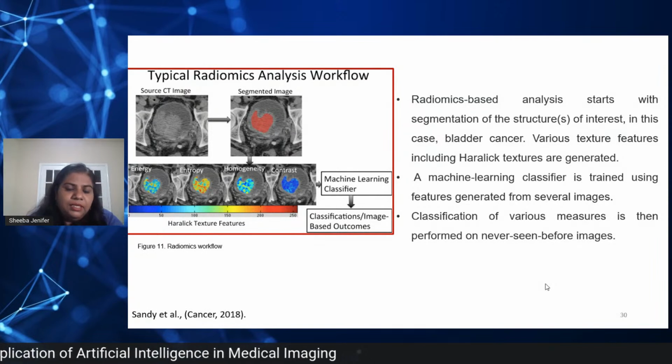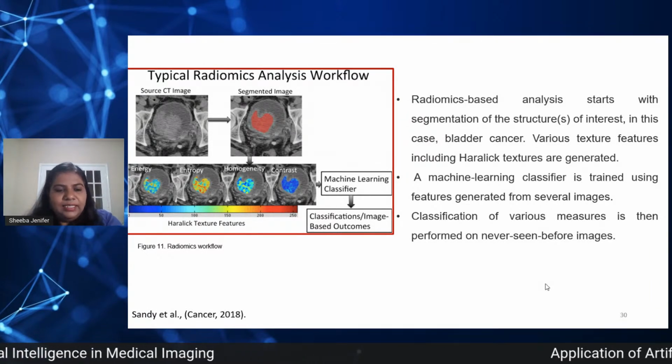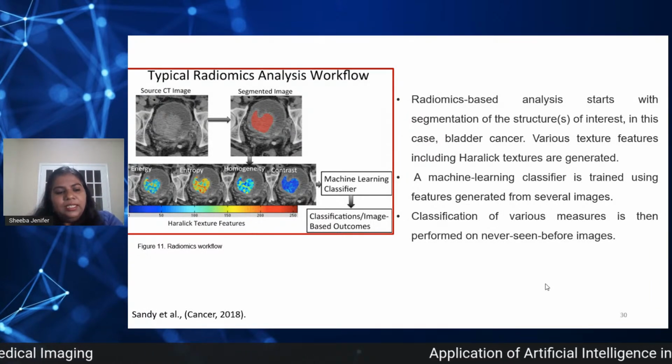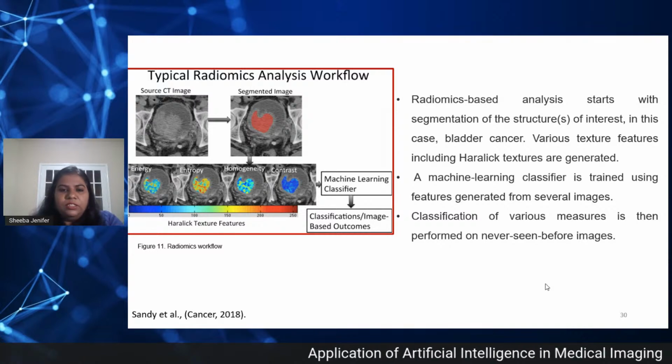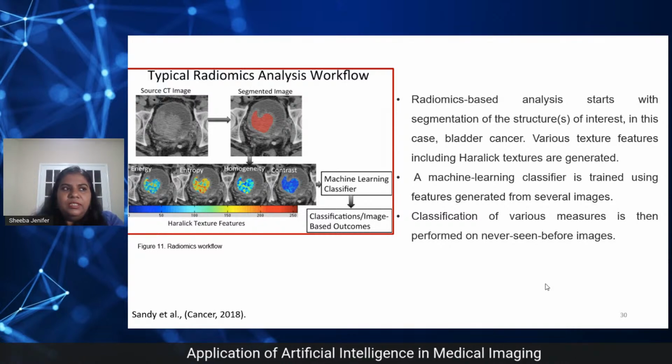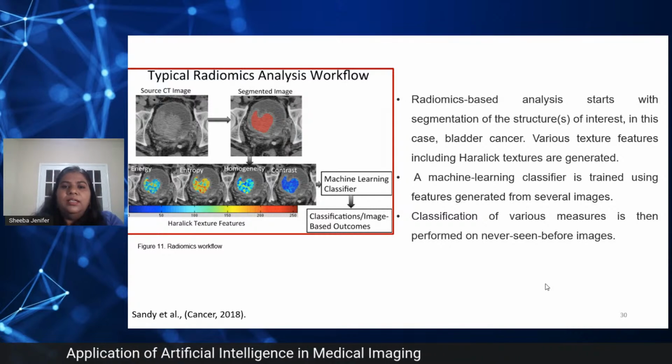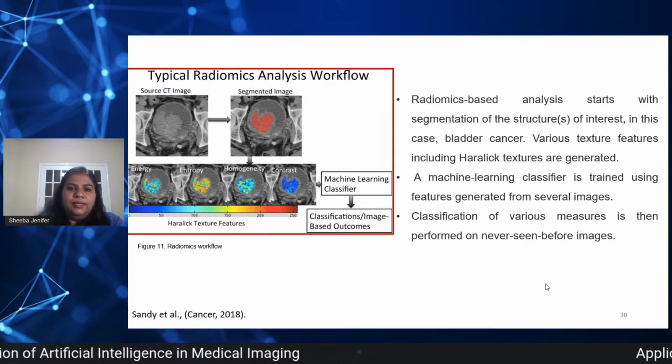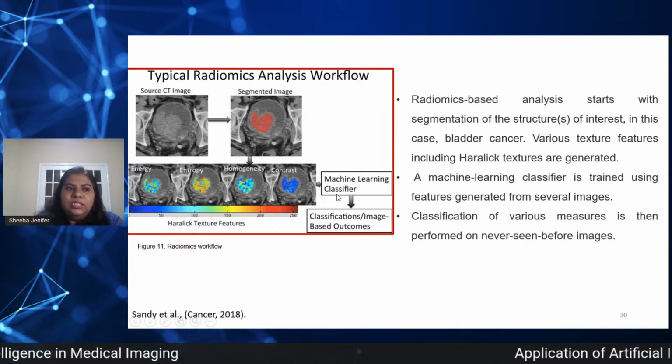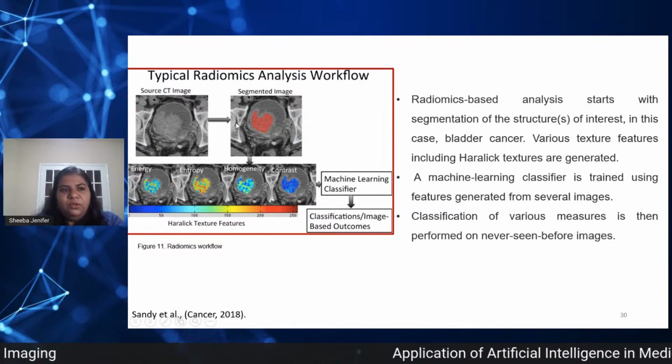So in my lab at MD Anderson, it's a cancer lab. As I said, MD Anderson is a cancer center. So most of our projects and most of our clinical applications are concerned towards cancer research. So this is a typical radiomics workflow.